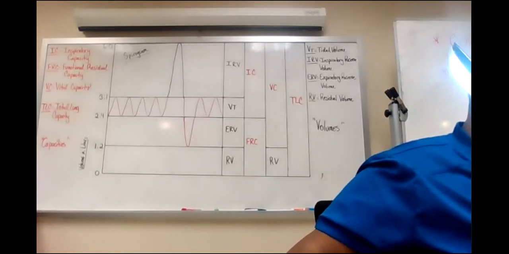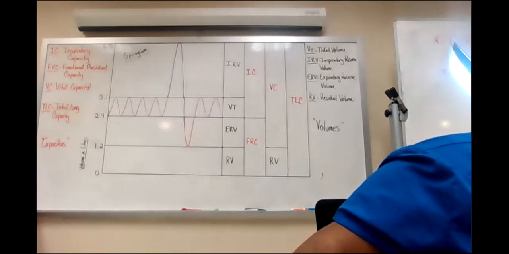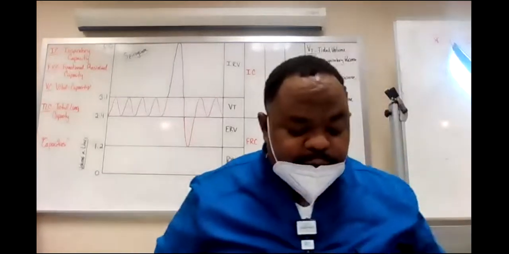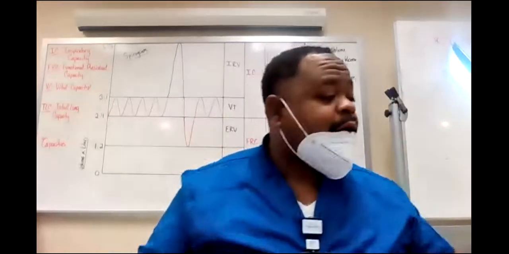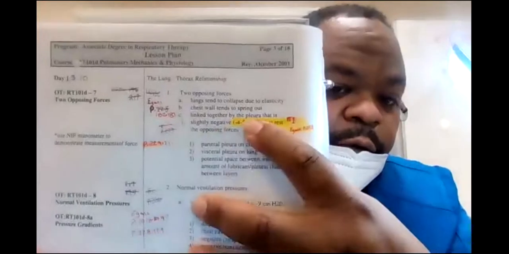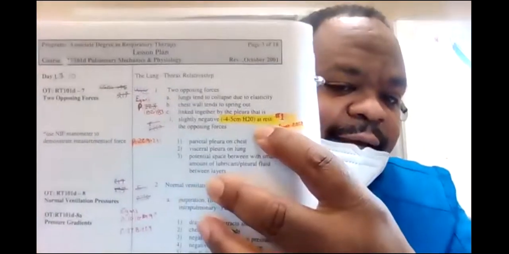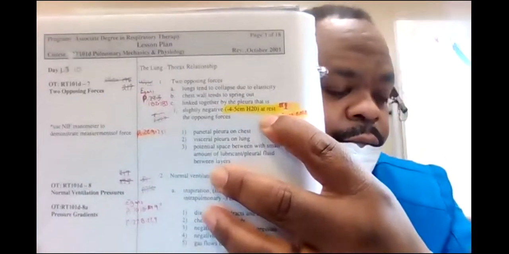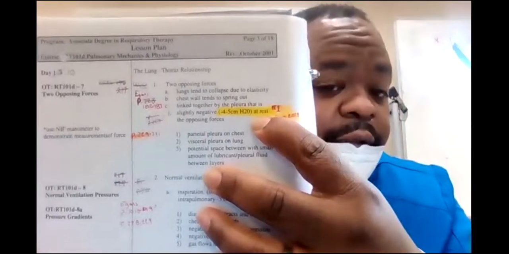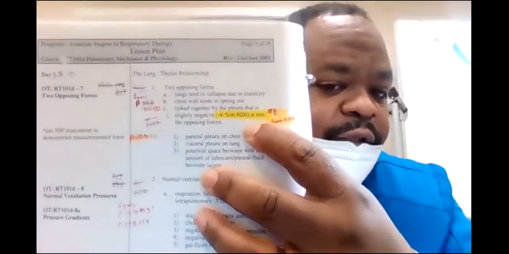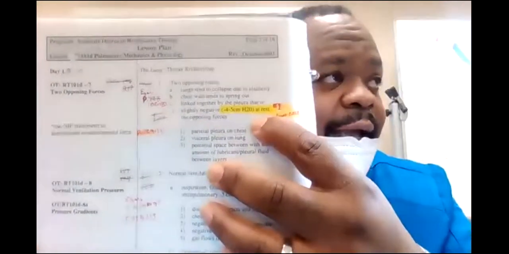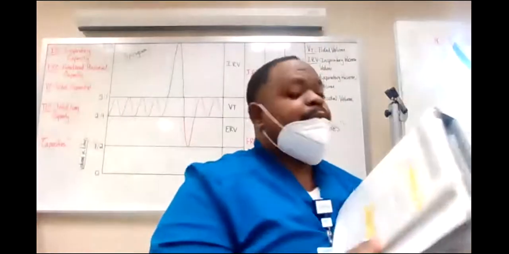What about number five? Now, for that intrapleural, they do get more specific in the notes. In the notes, it does tell you right here. It says pleural is -4 to -5 at rest. So I wouldn't have taken off if you weren't sure, but this is the definite answer. -4 to -5 centimeters of water at rest in the pleural.